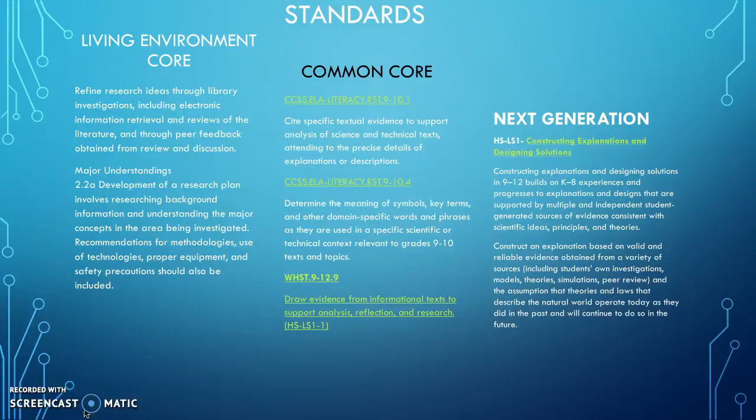Through assessing and correlating our standards, we use these specific standards. I list the Living Environment Core, also the NYC standards, and I also list the Literacy Common Core standards, and then also the Next Generation. I also put in a writing component standard as well, because I want my students to draw evidence from informational text to support analysis, reflection, and even the research that we do.